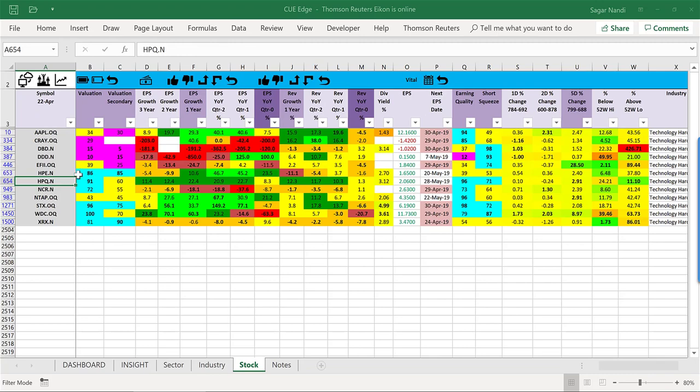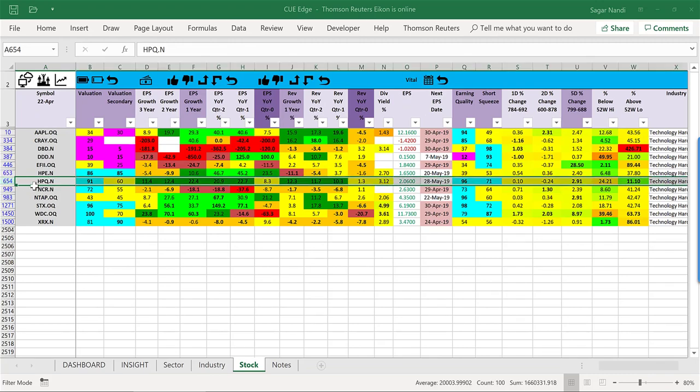If we drill down into the industry, we find HPQ is a stock that is having optimal valuation, that is shown by the cyan color score in the valuation column, and the latest quarterly earnings growth is also positive for several quarters now.